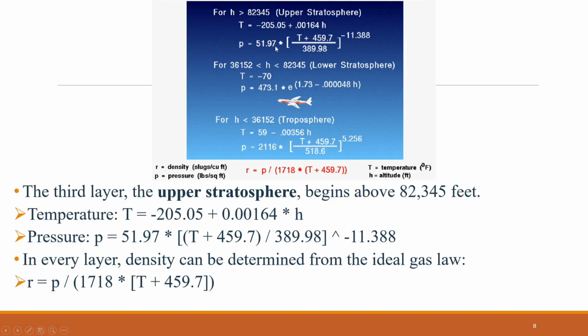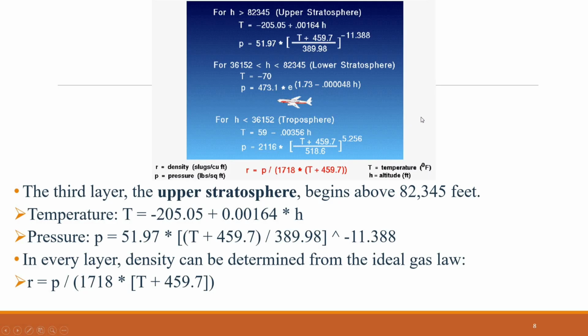Pressure decreases with altitude and can be calculated as 51.97 pounds per square foot multiplied by the ratio of the temperature at that height plus 459.7 divided by 389.98, and this whole ratio raised to the power of negative 11.388. In every layer, density can be determined from the ideal gas law as the pressure divided by the product of 1,718 and the temperature at that height plus 459.7.